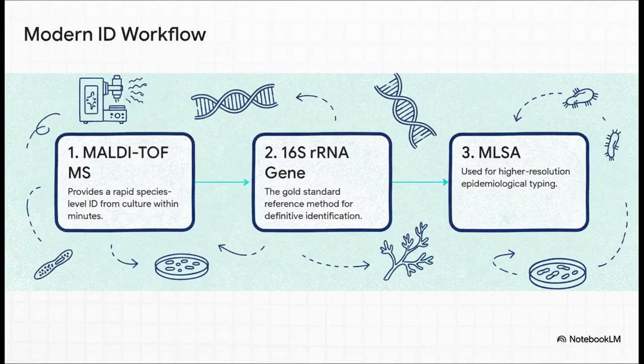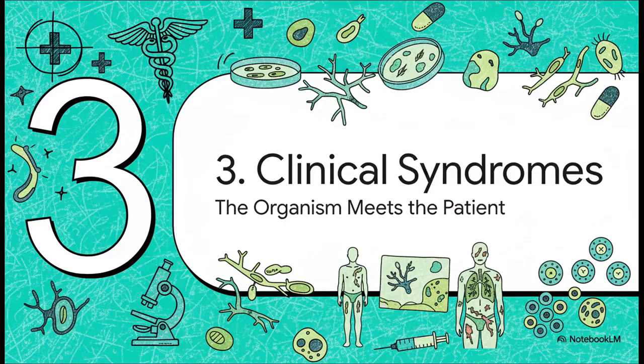But today, thankfully, we've got much faster and more accurate tools. The modern workflow usually starts with MALDI-TOF mass spectrometry. This has been a total game changer, giving us a reliable species-level ID in just a few minutes right off the culture plate. If MALDI-TOF gives an ambiguous result, or if we need absolute confirmation, we move to 16S rRNA gene sequencing. That's still the gold standard. And for those rare cases where you need to do some high-level epidemiology, maybe for an outbreak investigation, you can use multi-locus sequence analysis. Okay, let's switch gears and move from the bench to the bedside.